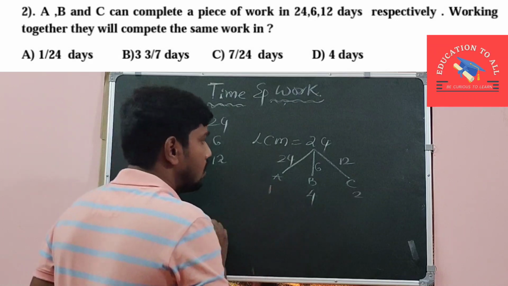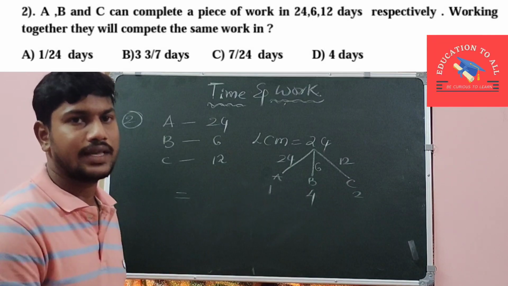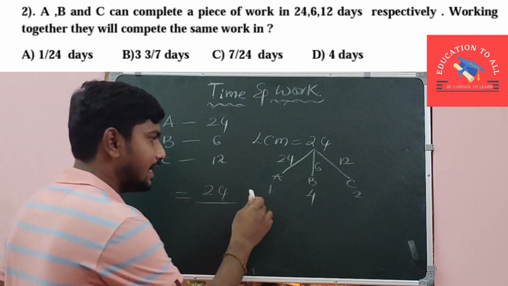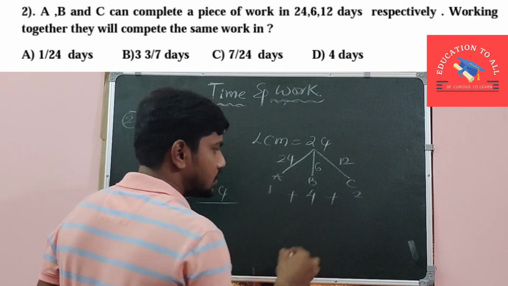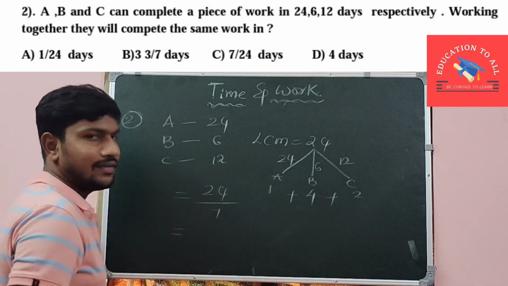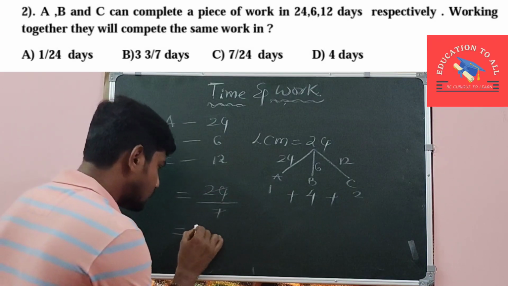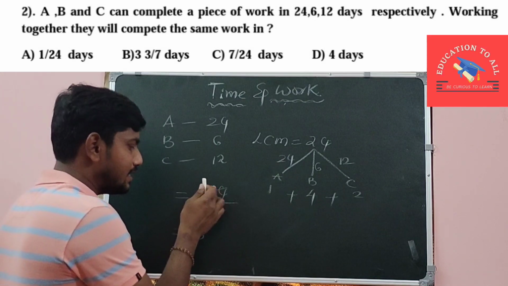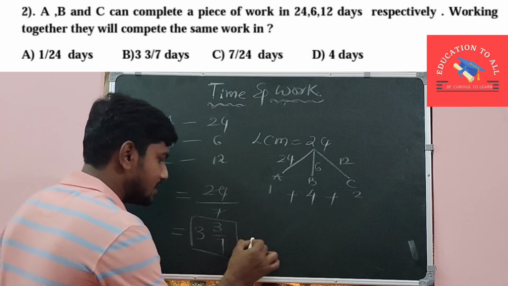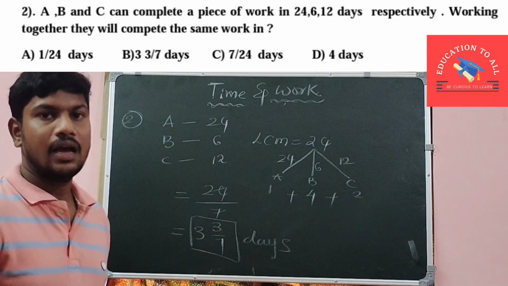The required question is how many days they take working together to complete the whole work. So 24 divided by working together, which means addition: 1 plus 4 plus 2, addition is 7. In 24, the table of 7 is not exactly cancelled, so a mixed fraction will come. 3 times 7 is 21, so 3 is the whole part and the remaining is 3, so 3 by 7 is the fractional part. This is the required answer: 3 by 7 days they can complete the required work.